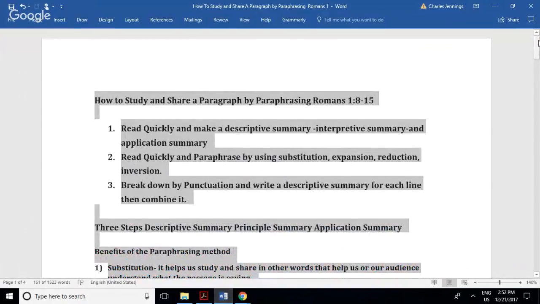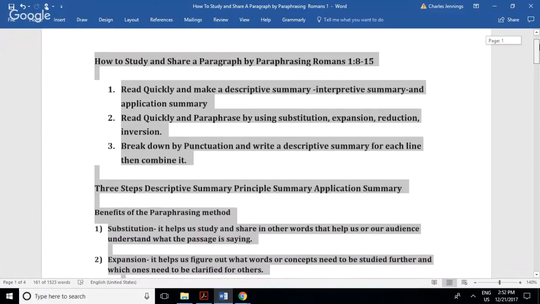Today I'm going to continue our study on Romans: how to study and share a paragraph by paraphrasing. In the last video, I talked about how you can read quickly and make a descriptive summary and application summary. I also did this in the previous video series, Synthetic Method. But I'm doing this specifically on Romans because it was requested, and it just gives a fresh take on what we're doing.